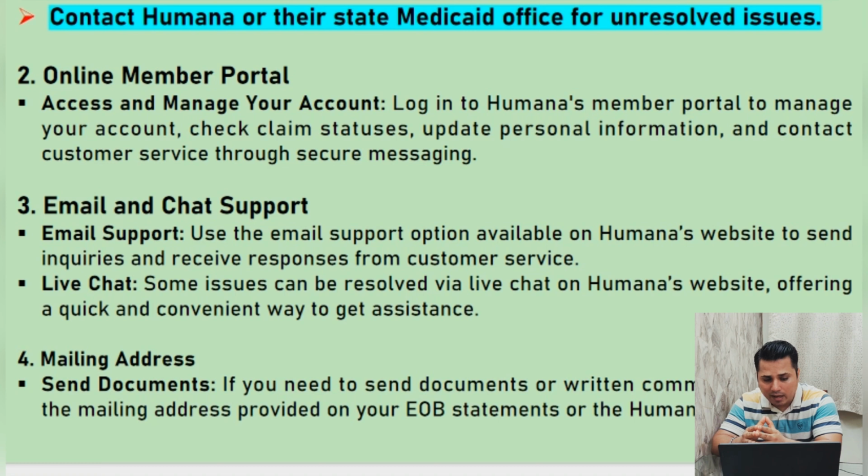Number three, email and chat support. Email support. Use the email support option available on Humana's website to send inquiries and receive responses from customer support. Live chat. Some issues can be resolved via live chat on Humana's website, offering a quick and convenient way to get assistance. Number four, mailing address. Send documents. If you need to send documents or written communications, use the mailing addresses provided on your EOB statements or the Humana website.